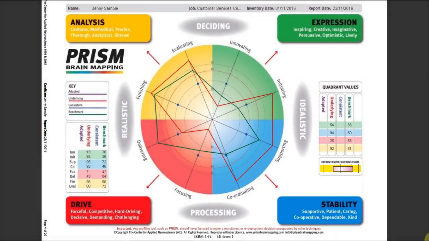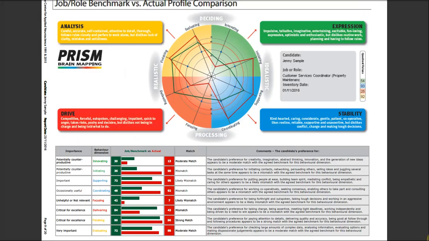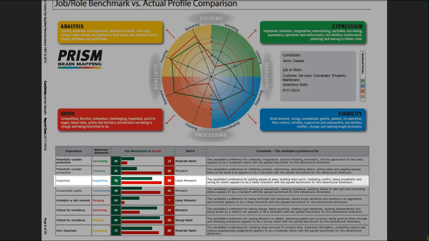Let's move on to section 4 and look at the 2 dimensions in blue. Supporting. A preference for putting people at ease, building team spirit, mediating conflict, being empathetic and caring for others. For this dimension, the role requires a score of 72 and is classed as important to the role. The candidate has a score of 95, potentially a lot more than is required. However, it is quite possible the candidate could adapt this behaviour down, and this is therefore a likely mismatch rather than a complete mismatch.